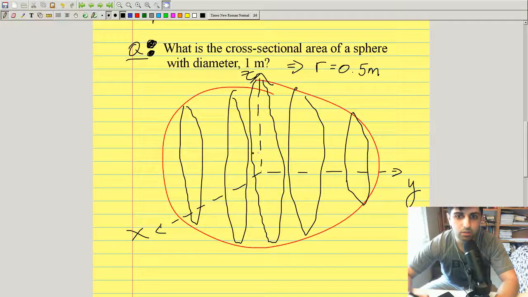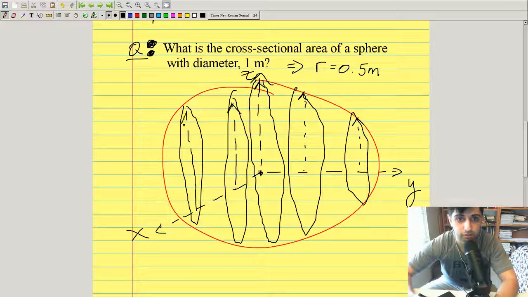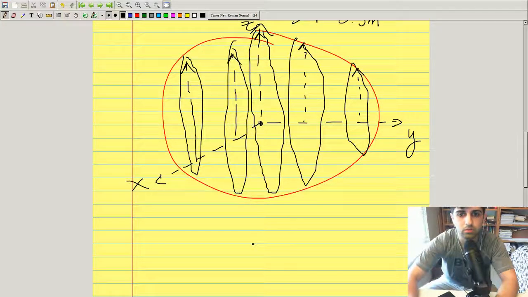Well, if you look closely, each radius is actually the z coordinate. Each one, right? Z is the one that's changing. Z is the variable that's causing the change in the radius. So what you can do is just simply write pi z squared.